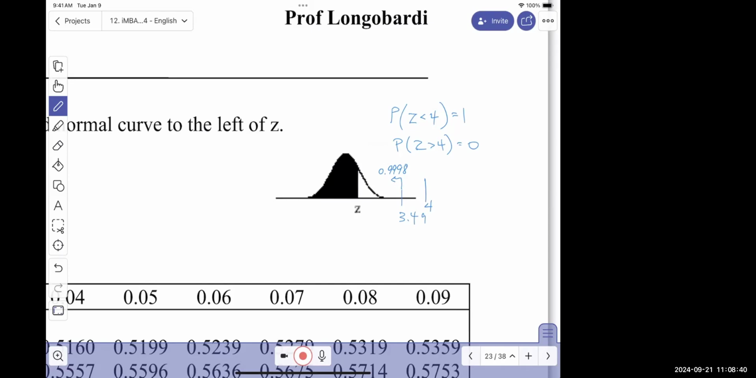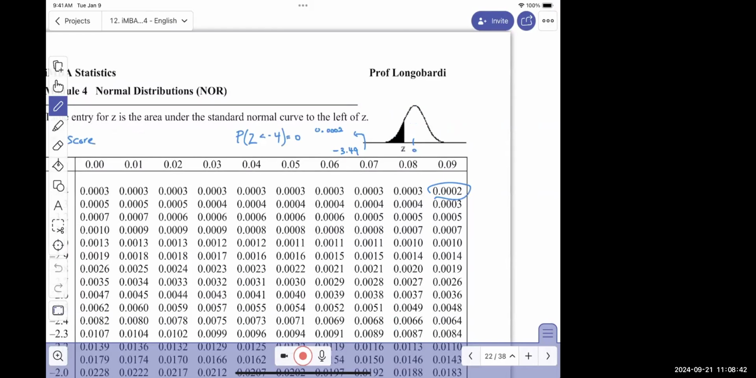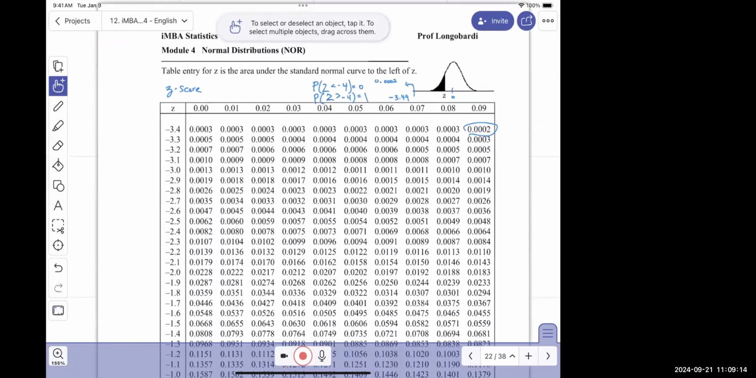Okay. Let me go back here and do the extreme on this one. What if Z less than -4 is 0? What about Z greater than -4? Great. Okay, so either you're going this way, 4 is over here, and you're going this way. It's the whole curve. All right, so those are the extremes of the table.